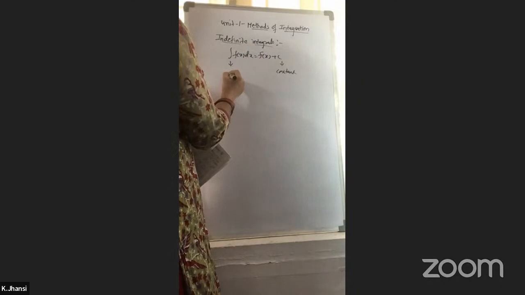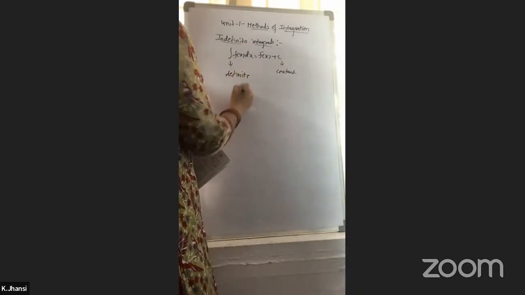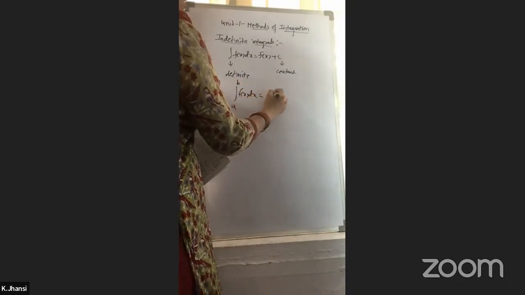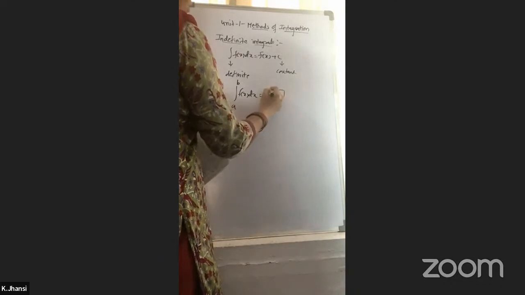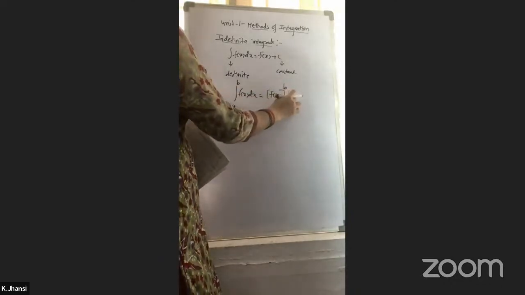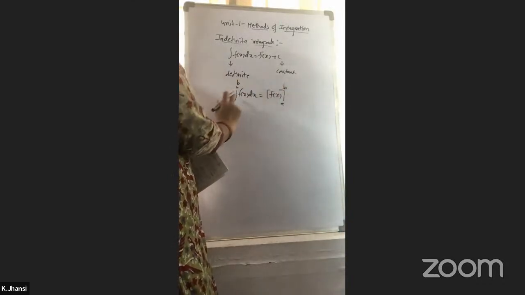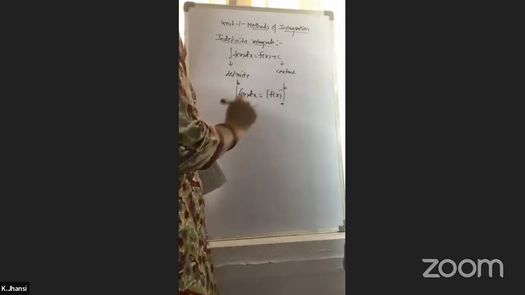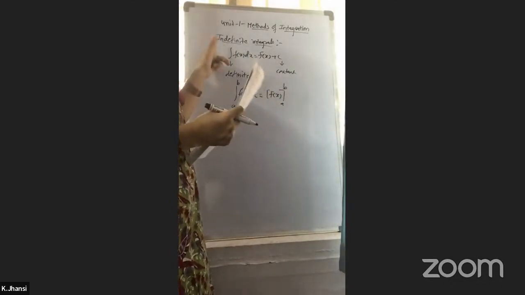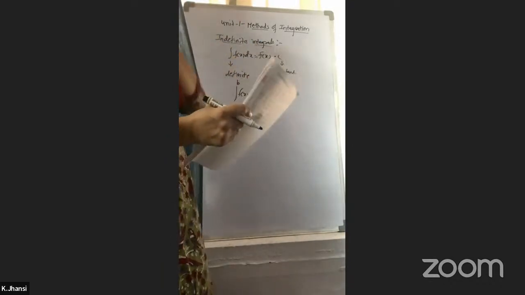If you see the definite integration, you will have the limits a to b, integral of f of x dx equals whatever resultant you get, written from a to b. We will not write plus c here. Why? Because here limits are already there. If limits are there, we will not use the constant of integration. Also we know there is integration and also differentiation. Both are reverse processes.